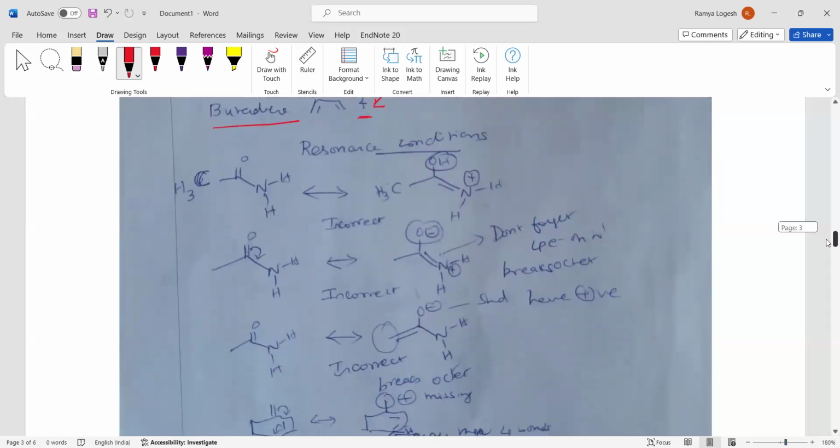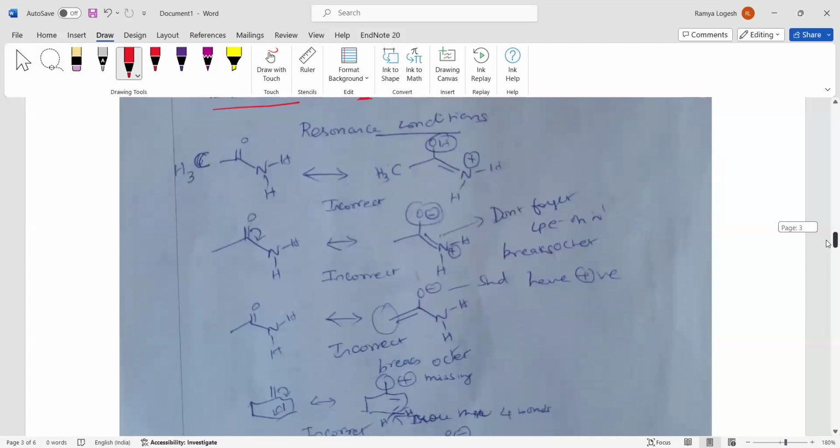So let us go for the resonance conditions. Right. So 1 minute, I take up the conditions.